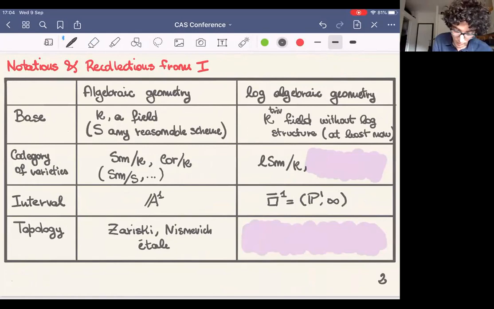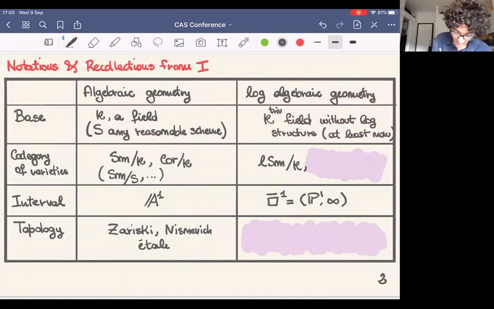Let's consider the following picture. How do we pass from a bunch of ingredients to motives? In algebraic geometry, we have a base, we have a category of varieties, like smooth schemes over K, or smooth schemes over any reasonable scheme S, or the category of correspondences. In Voevodsky's world, we consider the interval, the affine line A1.